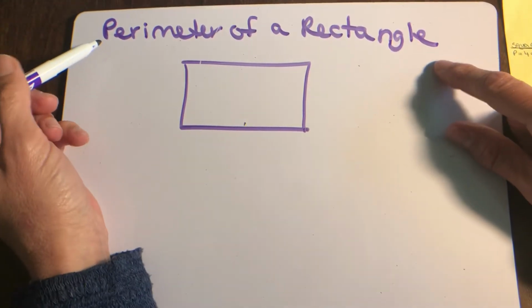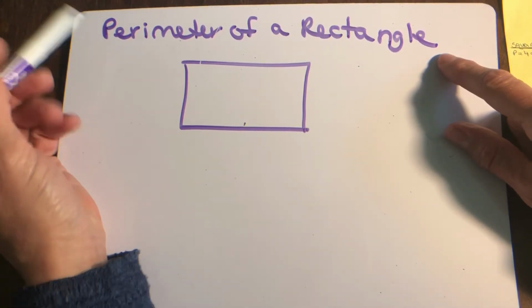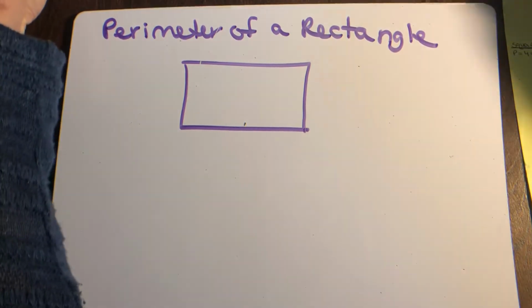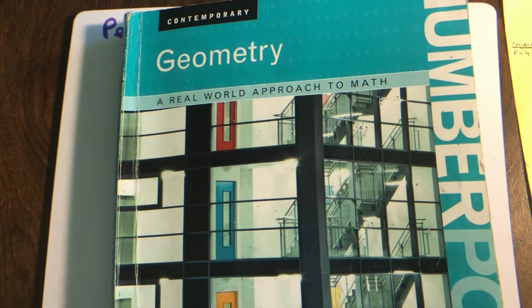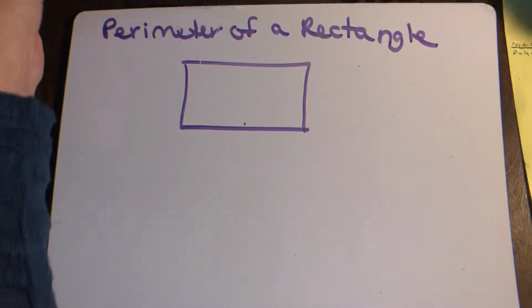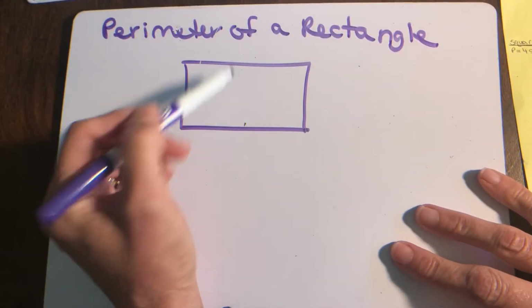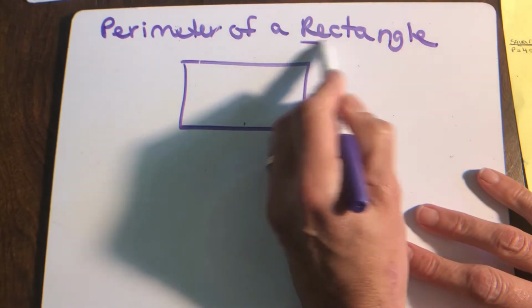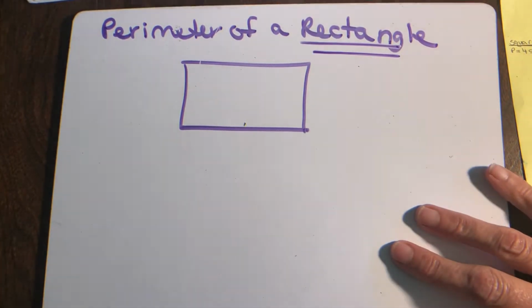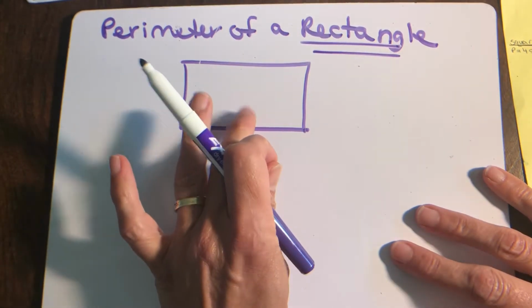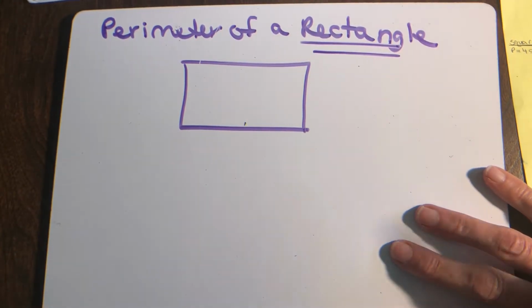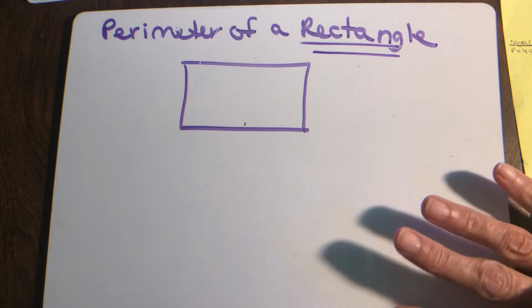Now let's move on to the perimeter of a rectangle. Once again, I am working from the Number Power book labeled Geometry. It's a super great book to work from. Now, we talked about the perimeter of a square, and you do need to know the difference between a rectangle and a square. I'm not going to spend a lot of time on that. There are some good videos on YouTube about that. Mathanix has a lot of good videos about that.